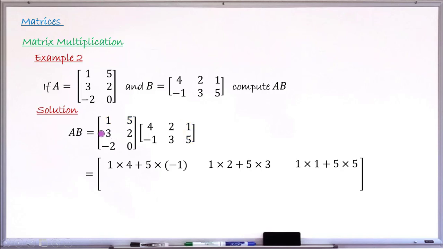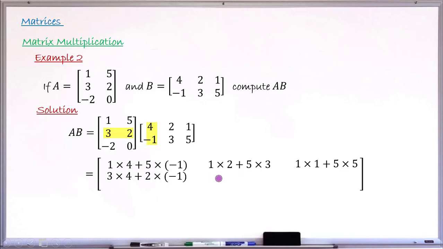The second row of your first matrix times the first column of your second matrix. So let me have this second row times the first column. So I'm going to have the element here now. So it will now be 3 times 4 plus 2 times minus 1. Let me write it. So 3 times 4 plus 2 times minus 1.